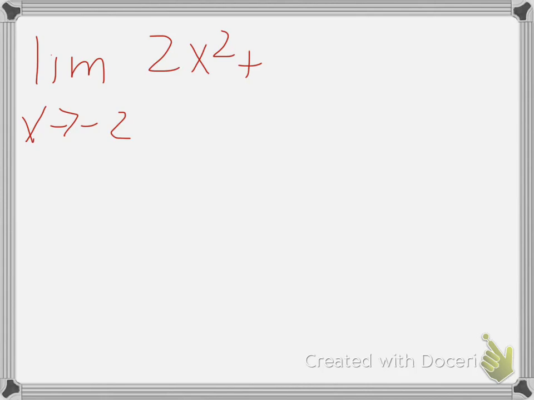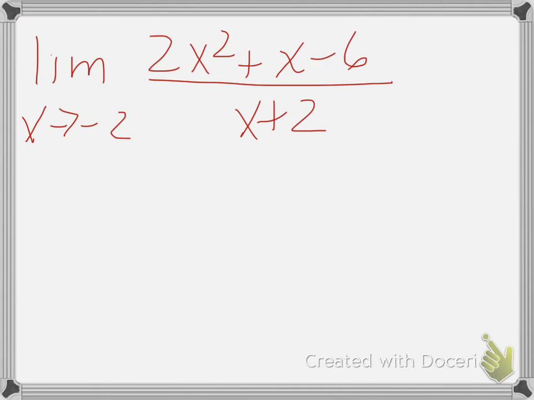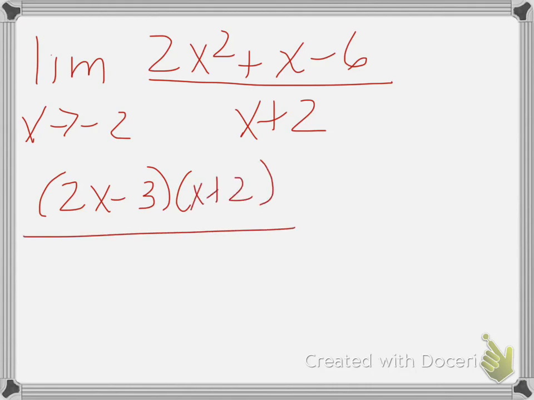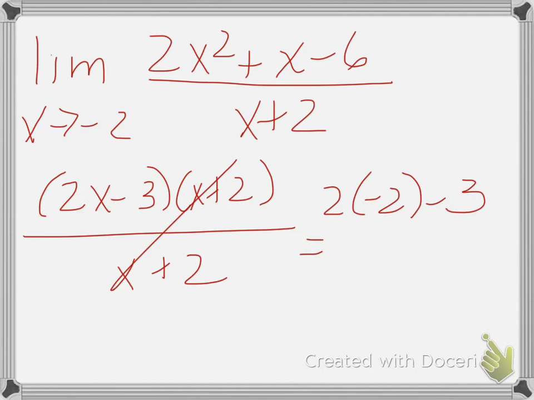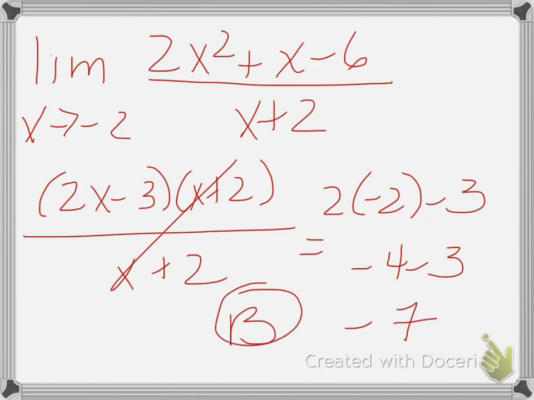Okay, question number 2 was a simple limit problem. So you can't substitute because you'll get 0 in the denominator, so instead you'll factor the numerator. And then the x plus 2's cancel, and now you can substitute. And that gives you -7, and that was choice B.